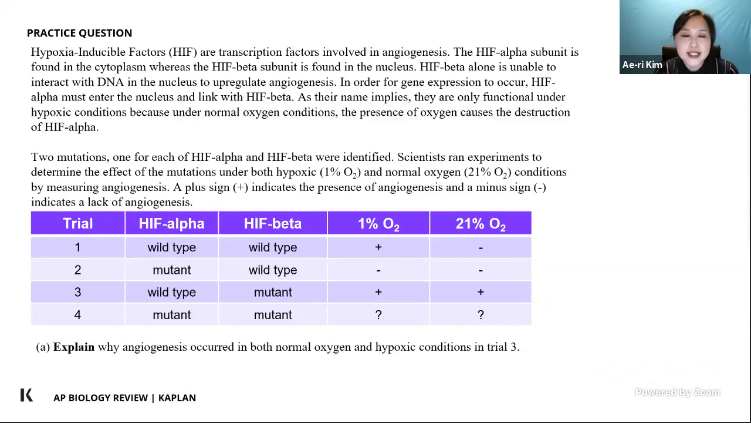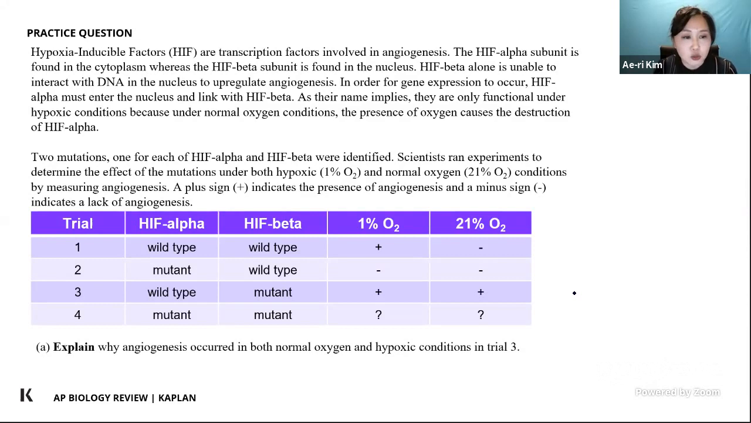So let's actually go through the pathway that's being described here. We've got two things. These are transcription factors. Transcription factors are used to turn on and off genes. And they're specific because they're only there to promote angiogenesis. Angio meaning blood vessel, circulatory system. Genesis means to make. So it's making more vascularization when you have low levels of oxygen. So it's specific for low levels of oxygen, that hypoxic condition.